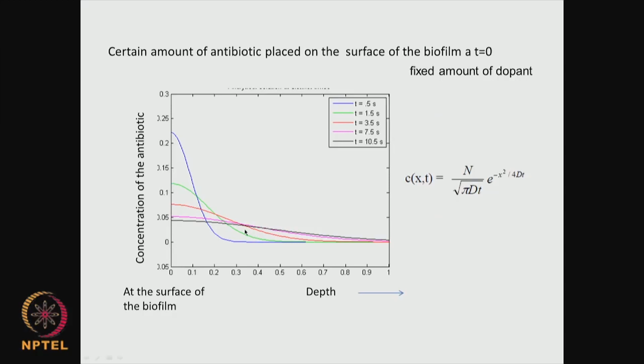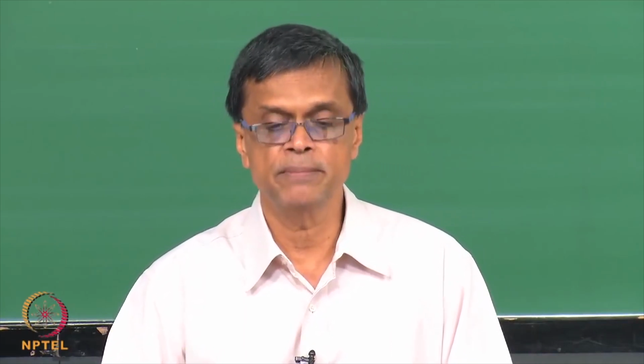Hence, the bacteria which are inside, when compared to the bacteria which are much nearer the surface of the biofilm, are facing different environments, which is leading to changes in their growth pattern, which is leading to some gene changes, which is leading to antibiotic resistance and so on. Okay. So, that is a very serious problem which arises due to diffusion.